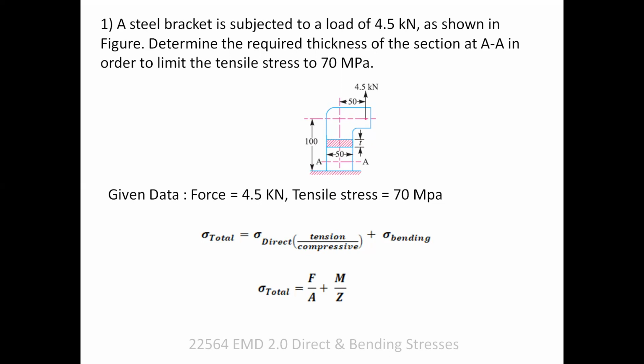And if you look at that cross section, on the right side you'll find there is a direct tensile stress plus a bending tensile stress also. So there is a combination of direct stress plus bending compression or tension. So the formula is simple: F by A plus M by Z. Now let us go further.